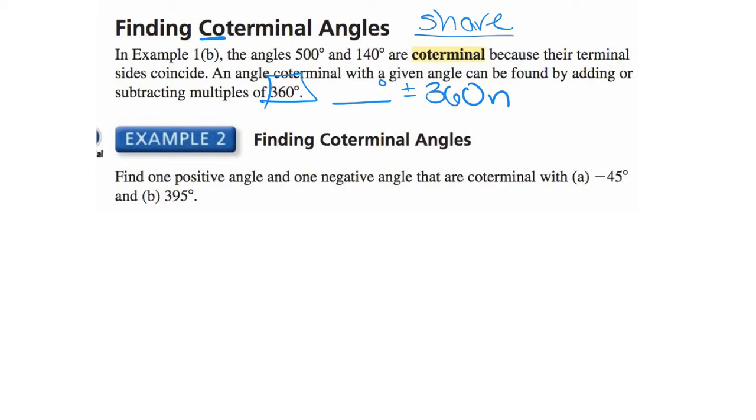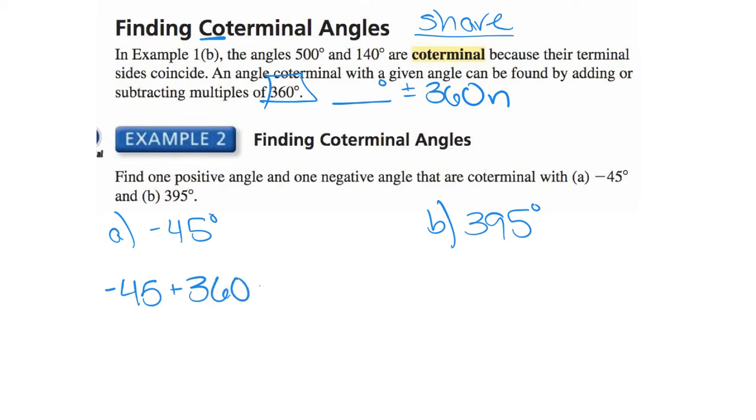So example 2, let's just hop right into it. It says find one positive angle and one negative angle that are coterminal with negative 45 degrees. That's A. And B is 395 degrees. So looking at what I gave you, how you're first going to find one positive one is that you're going to take negative 45 and you're just going to add a 360 to it.